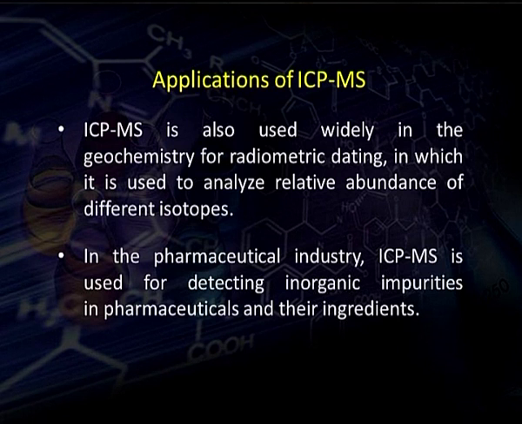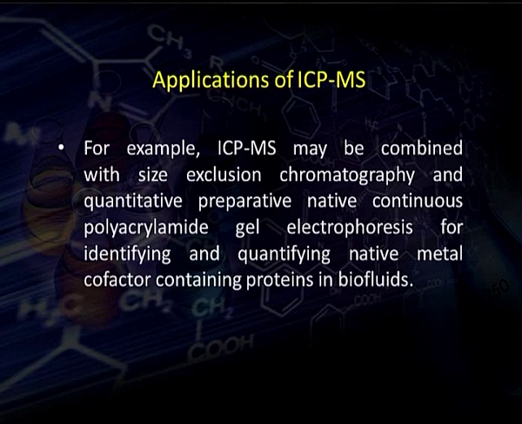In the pharmaceutical chemistry, ICP-MS is used for detecting inorganic impurities in pharmaceuticals and their ingredients. For example, ICP-MS may be combined with size exclusion chromatography and quantitative preparative native continuous polyacrylamide gel electrophoresis for identifying and quantifying native metal cofactor containing protein in biofluids. So, this was all about the ICP.